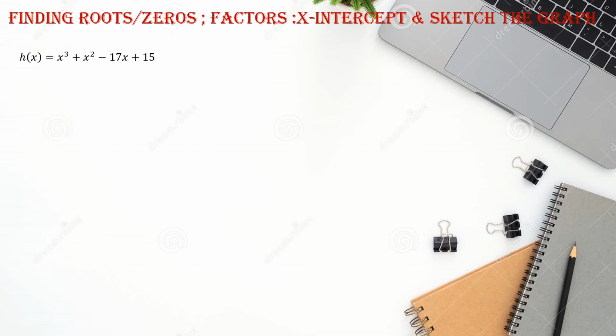Let's solve one more question to understand in a better way. So here you have h of x equals x cubed plus x squared minus 17x plus 15. The first thing, I am trying to write down all the factors which I know. So I have 15, I have 1. So my p of x is 15 and my q of x is 1.